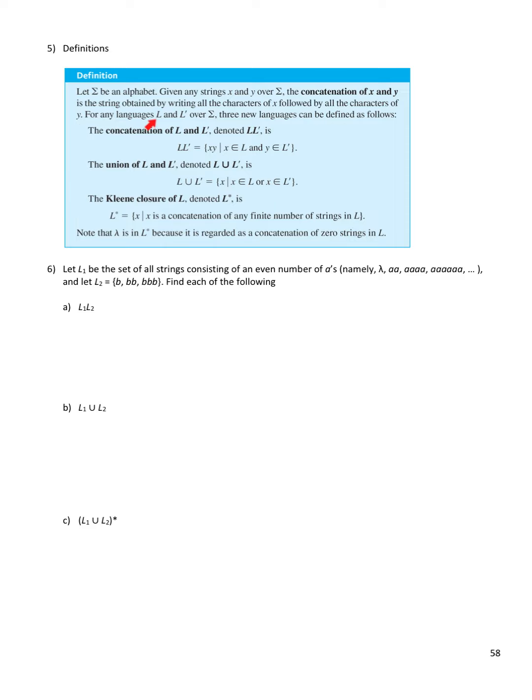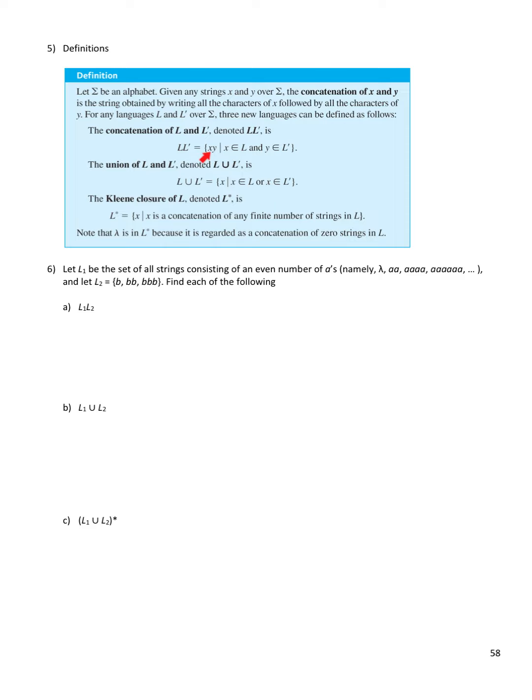So for any languages L and L prime over sigma, we can define 3 new languages as follows. So we can do the concatenation of L and L prime. So a language L and a language L prime. Remember, a language is just a set of strings. So we have a set of strings L and another set of strings L prime. And the concatenation of the two is when you take x concatenated with y, such that x comes from L and y comes from L prime.